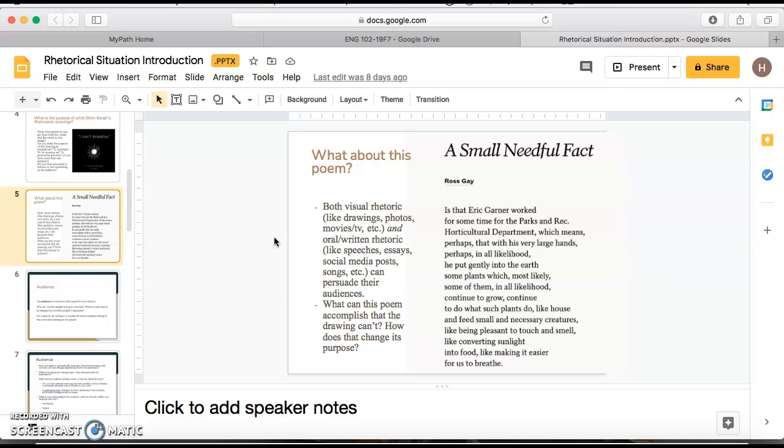So both of these examples kind of show that visual rhetoric, like drawings or photos or movies and TV, even what you're wearing while giving a speech, that's a sort of visual rhetoric. And oral or written rhetoric, like speeches or essays or poems or social media posts, can both persuade their audiences, can both have similar purposes.